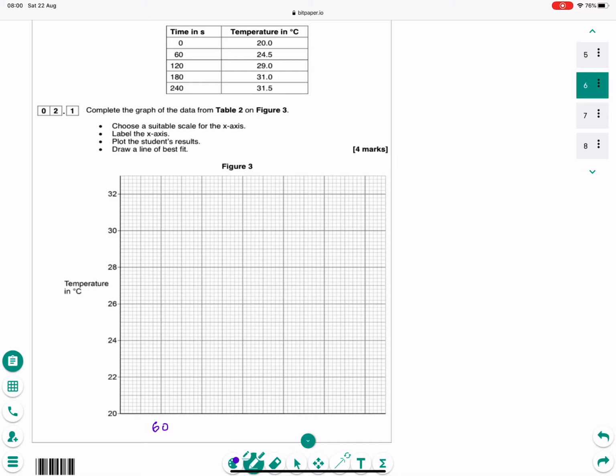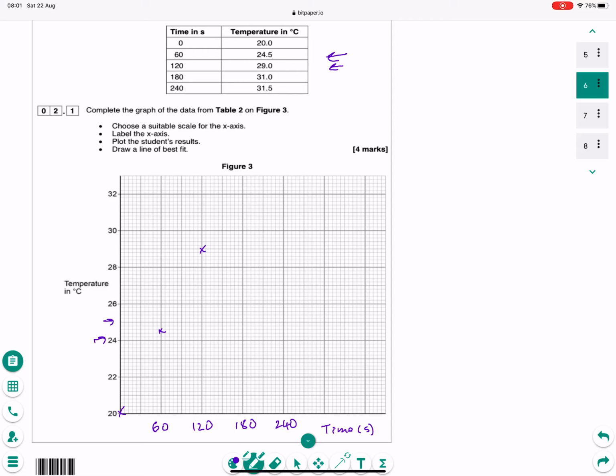60, 120, and it makes it easier to plot then. 180, 240, and that labelled axis is time in seconds. Okay, so we've got 60 seconds, 24.5, so that's 24, that's 25, so 24.5 is there. At 0 we got 20. Next, 120, 29.